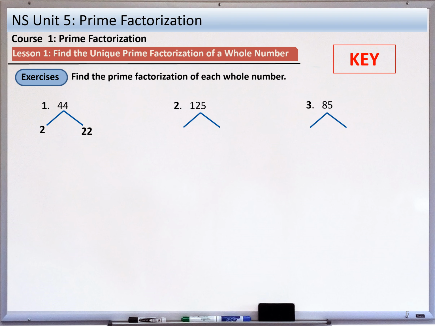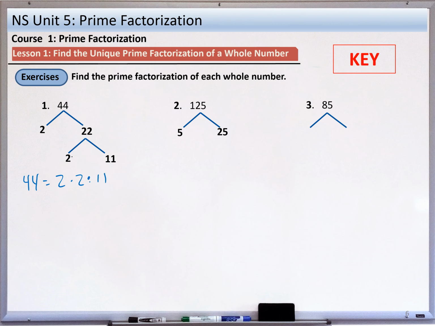We can divide 44 by 2. 2 times 22 is 44. We can divide 22 by 2. 2 times 11 is 22. So the prime factorization of 44 is 2 times 2 times 11.